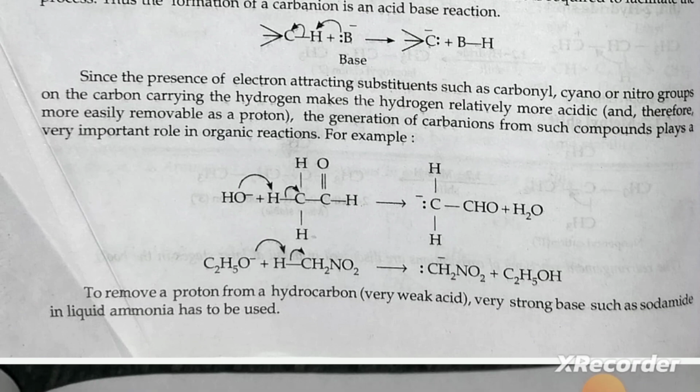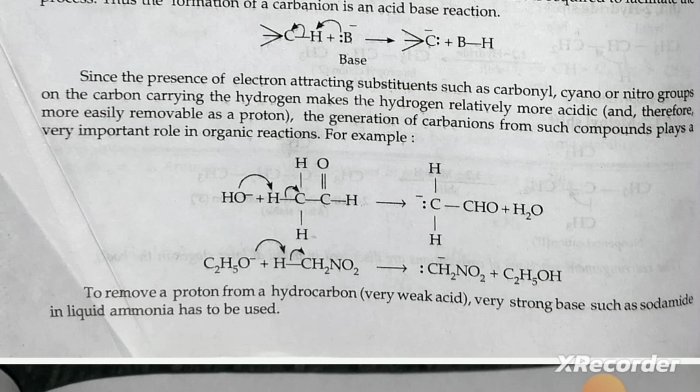The presence of electron attracting substituents such as carbonyl, cyano or nitro group on the carbon carrying the hydrogen makes the hydrogen relatively more acidic and therefore more easily removable as a proton. The generation of carbanion from such compounds plays an important role in organic chemistry. For example, OH⁻ plus CH3CHO gives rise to ⁻CH2CHO plus H2O. C2H5O⁻ plus H–CH2NO2 gives rise to ⁻CH2NO2 plus C2H5OH.